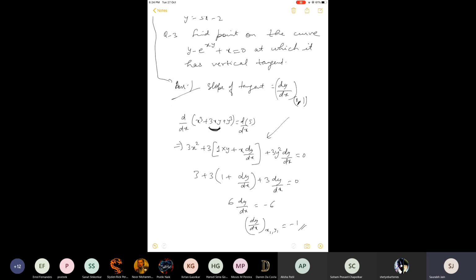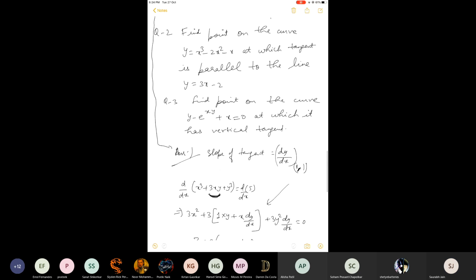Simply differentiate and put the value there. Now try to solve the second question. Find the point on this curve for which the tangent is parallel to this line. Note down both the questions, second and third, and then try them.